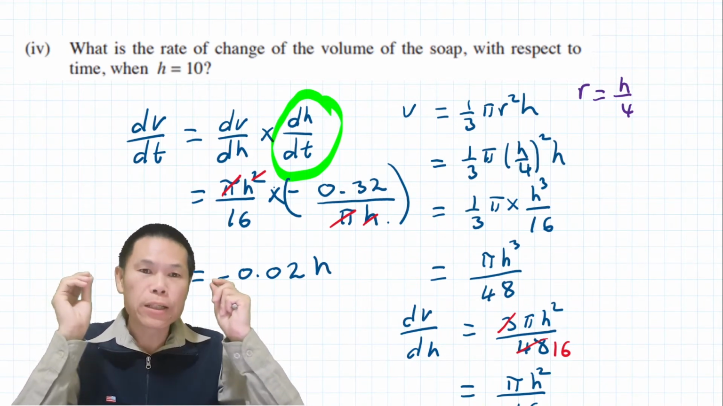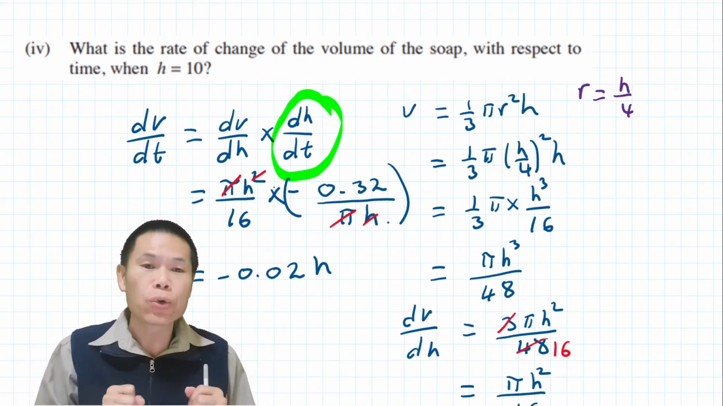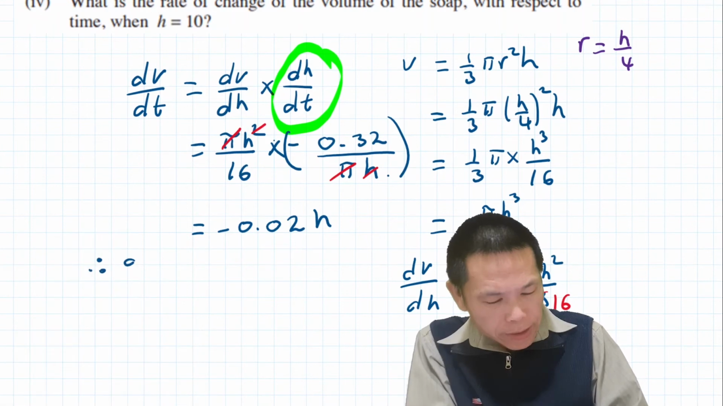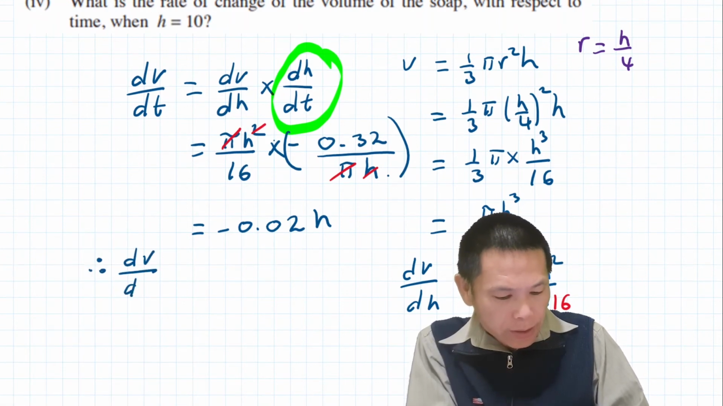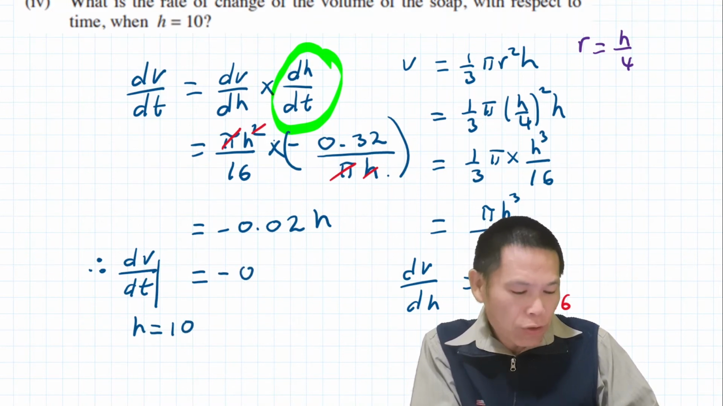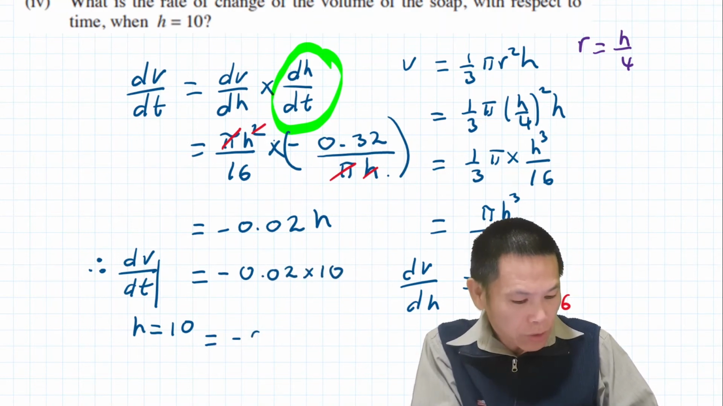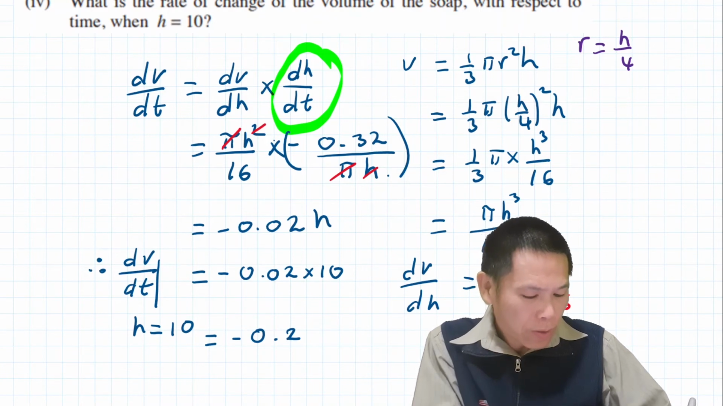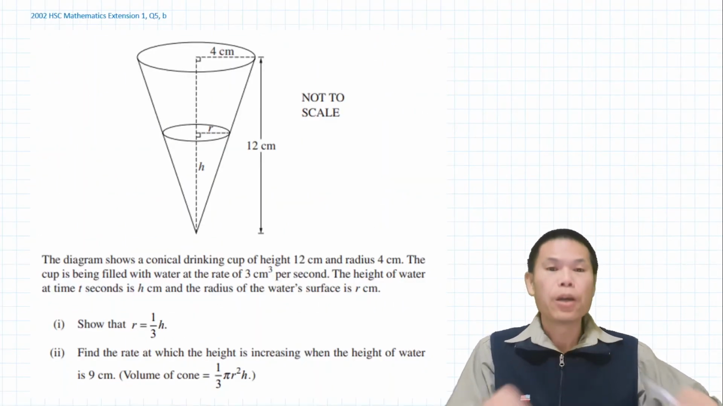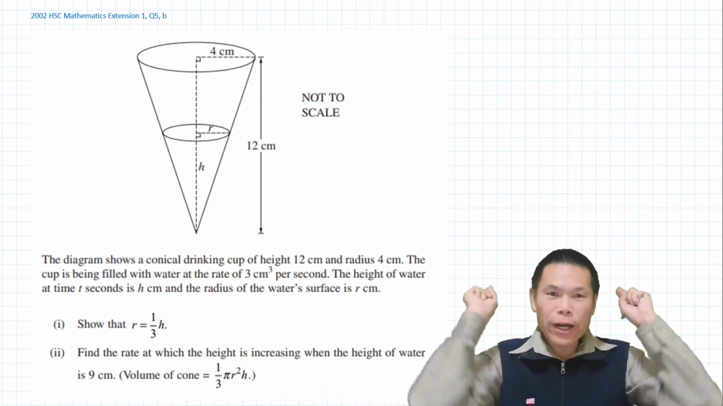But we need to find dV/dt at h equal to 10. So therefore, dV/dt at h equal to 10 will give me negative 0.02 times 10. That will give me negative 0.2 cubic centimeters per second. Please pause the video and try this one yourself.